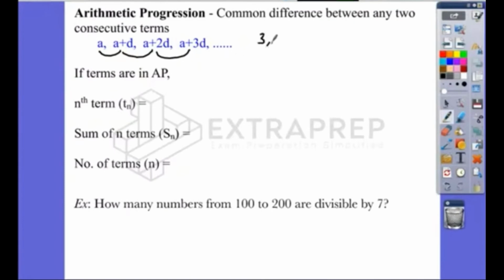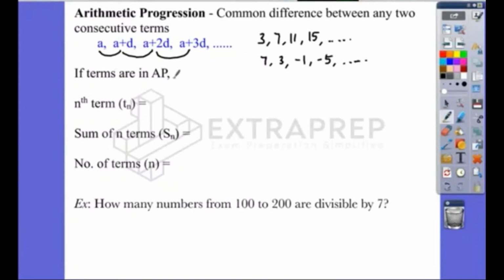For example, 3, 7, 11, 15, and so on. See, the common difference is 4 in each case, or you can take the descending order also. 7, 3, minus 1, minus 5, and so on. This is also in an arithmetic progression. So the common difference can be positive or negative. Okay, so D can be negative here.